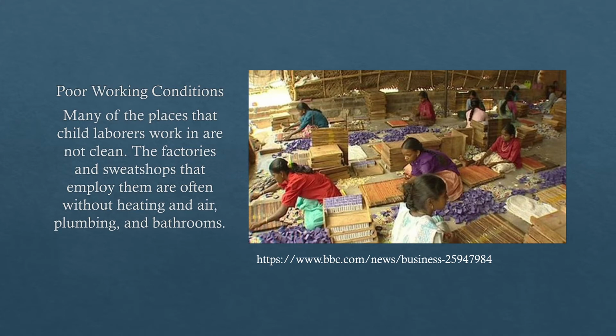These children work in poor conditions. Many of the places that child laborers work in are not clean. The factories and sweatshops that employ them are often without heating and air, plumbing, and bathrooms. And clearly in the picture, it shows that the children are working on the ground and are exposed to sunlight while working. Many of the young girls who are brought into child labor are often forced to be involved in some sort of sexual situation, so that is also very damaging to the children.